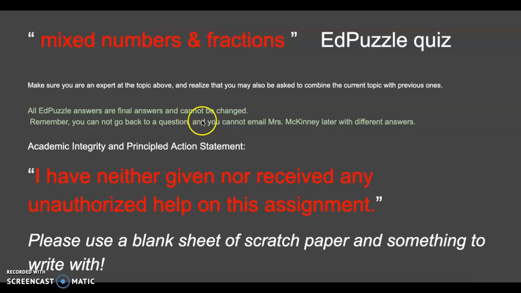So all Edpuzzle answers are final and cannot be changed. You cannot go back to a question. You cannot email me later with different answers.